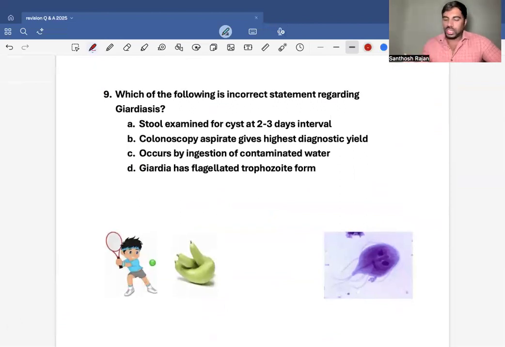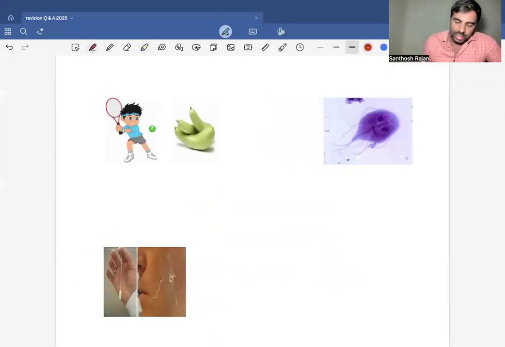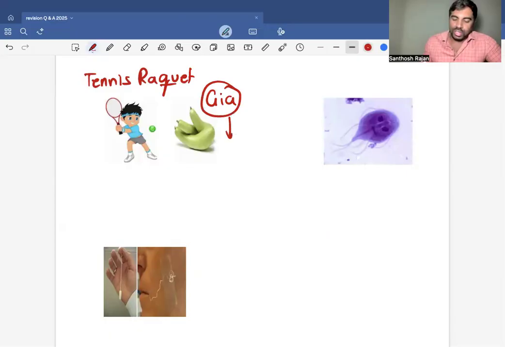Next. Which of the following is incorrect regarding giardiasis? They talk about giardiasis. So before going to the options, let's do a little bit of this and then we come back. This is a tennis racket. Why is he having a tennis racket? Because he hits this Gia vegetable. He doesn't like it. So what happens when he hits it with this tennis racket? Gia falls down.